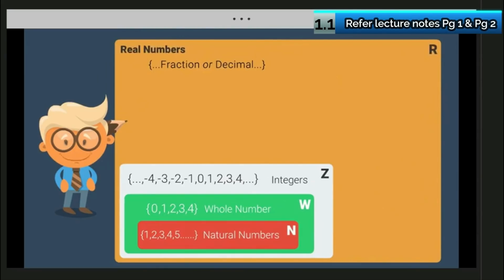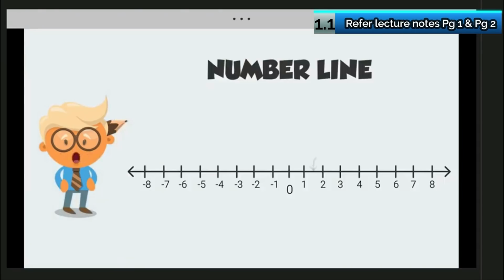Its symbol is R. Now take any integer, say -4. This number can be denoted as a fraction, namely -4 by 1. So all integers are real numbers too, as obviously are the whole numbers and the natural numbers as well. Here are some examples of real numbers. On the number line, we have 3 by 2, which is 1.5, minus 1 by 3, which is 0.3333, just keep repeating the decimal digit, the number 6 and 18 by 5, etc.